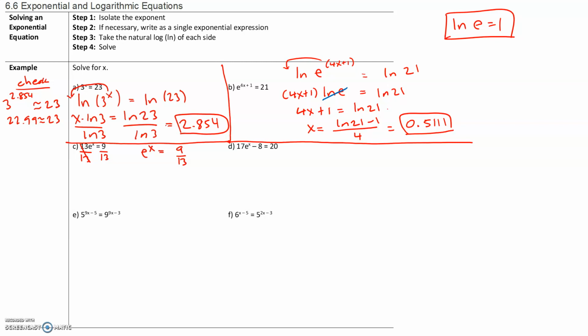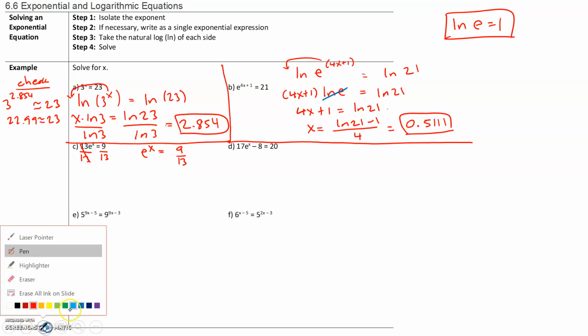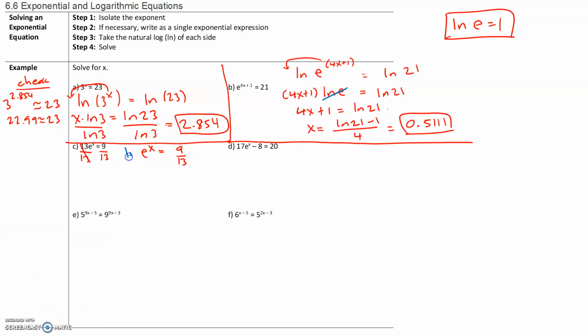Okay, step 2. We need to write as a single exponential expression, which we have. We only have a single exponent on the left, so that's fine. Step 3, we have to take the natural log, ln, of each side. So I'm going to take the natural log of the left side, and I'm going to take the natural log of the right side.